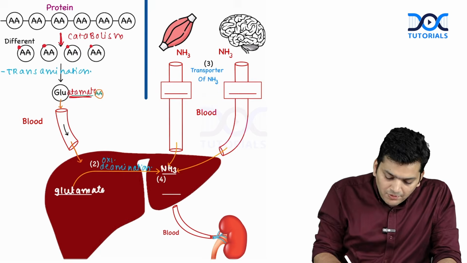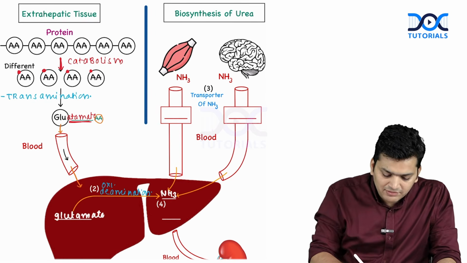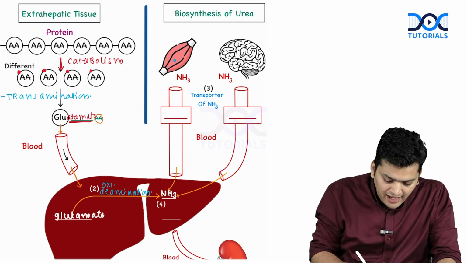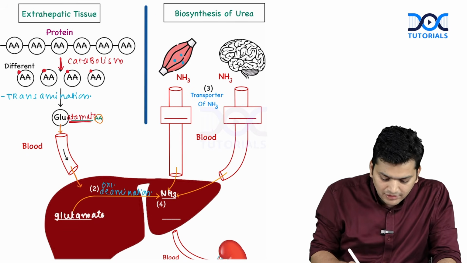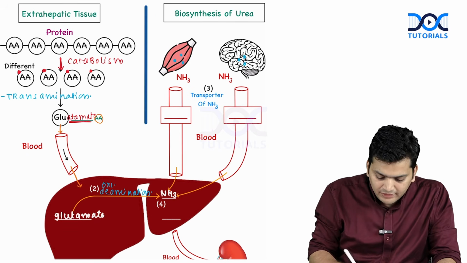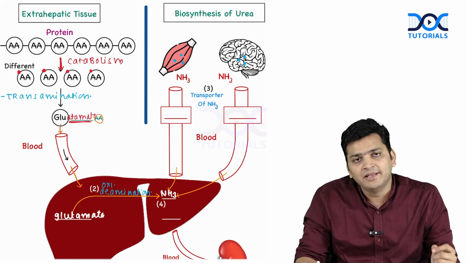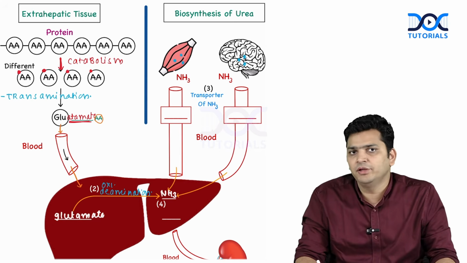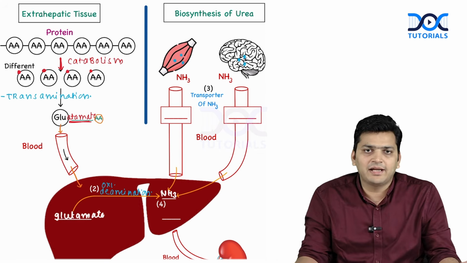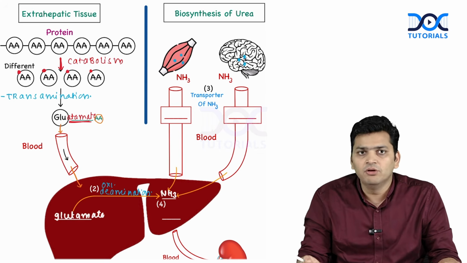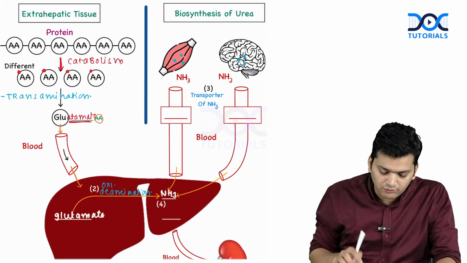that is called oxidative deamination. Now in the extrahepatic tissue, sometimes due to some reaction we can have free ammonia, maybe in the muscle, maybe in the brain, and that has to be brought all the way to the liver, because the liver has the capacity to convert things into urea. So how are we going to do this?